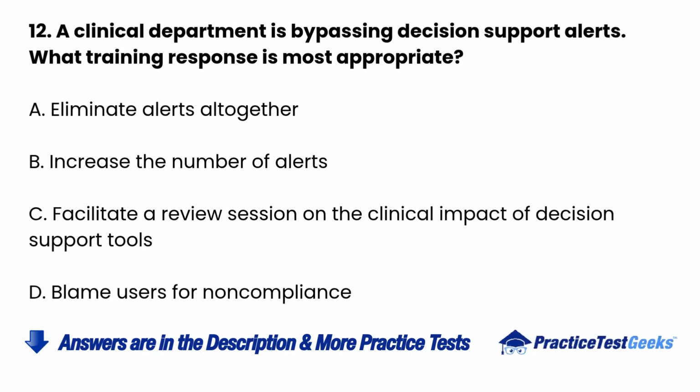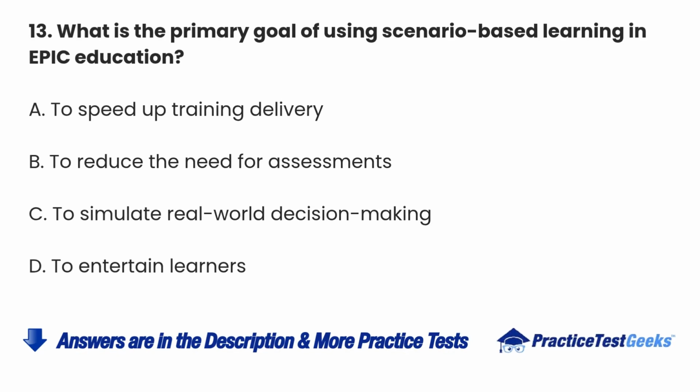12. A clinical department is bypassing decision support alerts. What training response is most appropriate? A. Eliminate alerts altogether. B. Increase the number of alerts. C. Facilitate a review session on the clinical impact of decision support tools. D. Blame users for non-compliance.